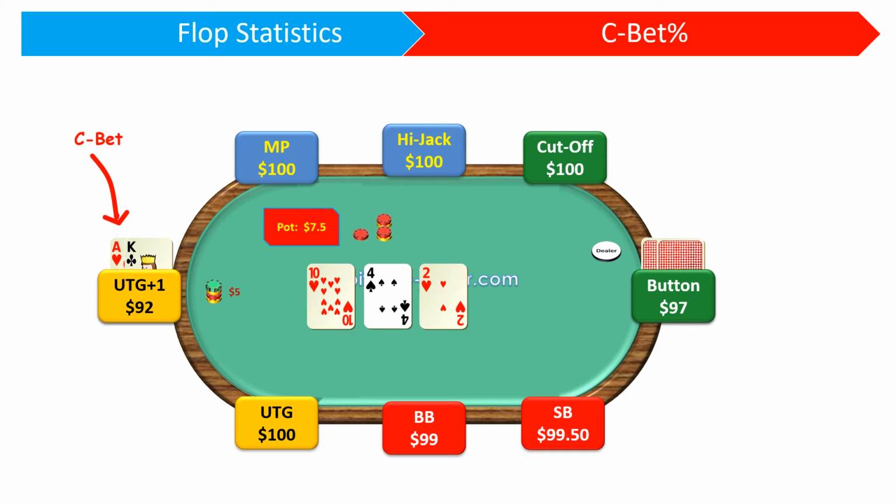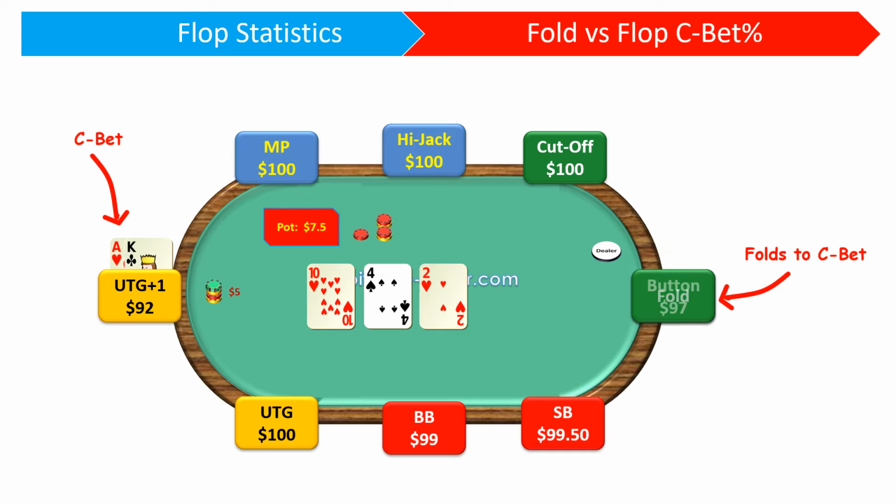So the fold versus flop C-bet percentage indicates the percentage of time that a player folds to a C-bet. So if you have the lead in the hand and your opponent has a high fold versus flop C-bet percentage, you can consider bluffing when you miss the flop.